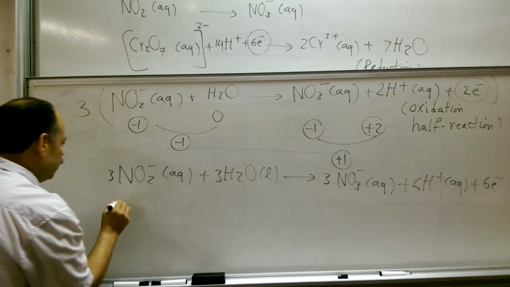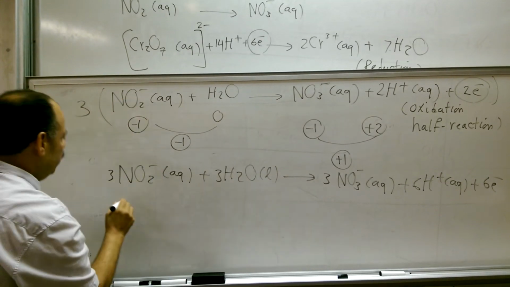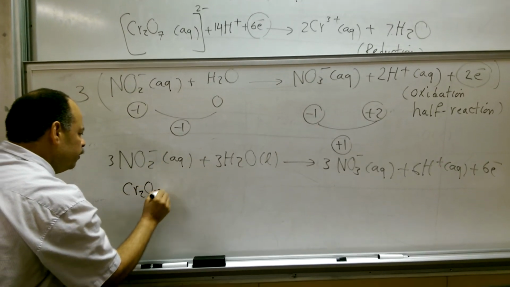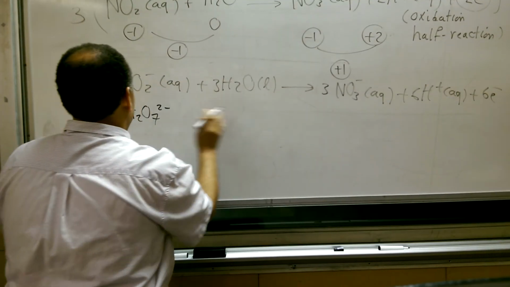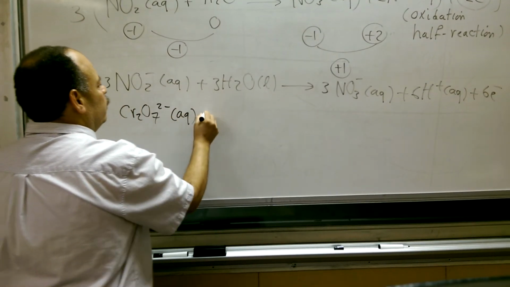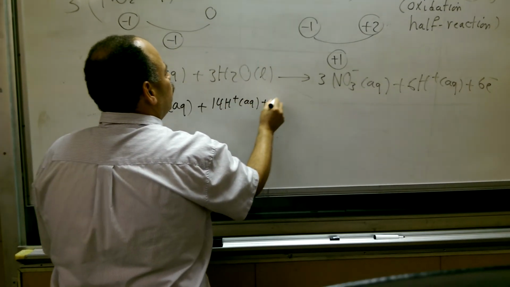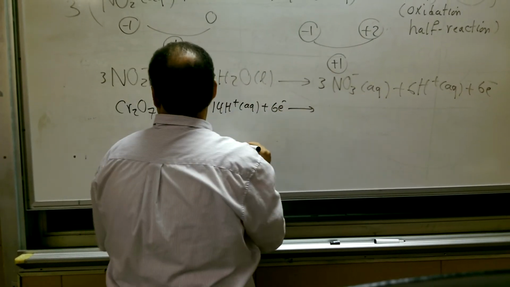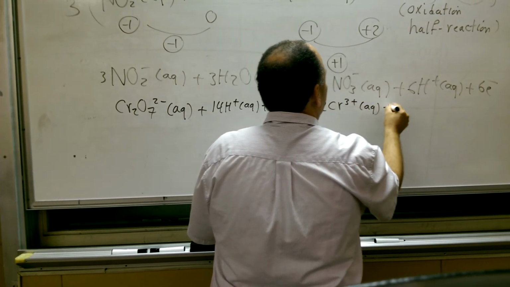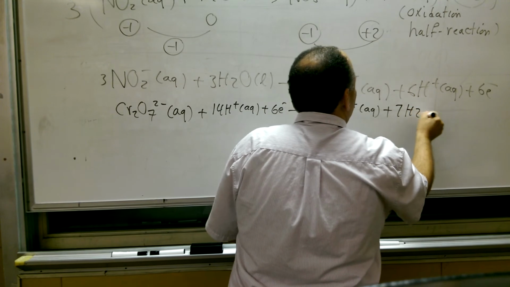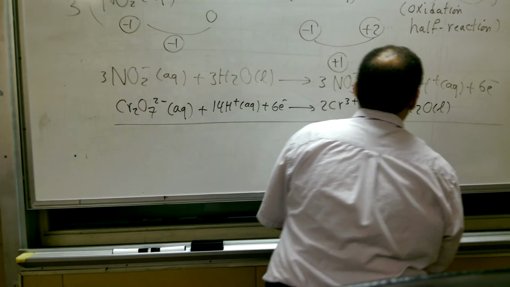Let's get the dichromate, or this will be the oxidation half reaction. Let's get the second one. Put the dichromate here. We get the dichromate plus the 14 protons plus the 6 electrons. That will give the 2 chromium 3 plus 7 H2O molecules, and then add those 2 half reactions here.